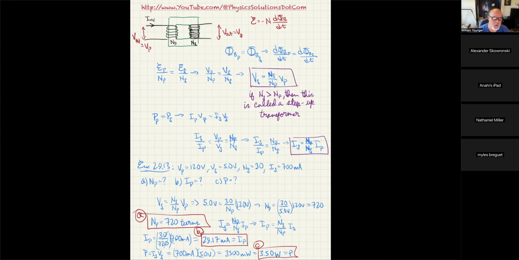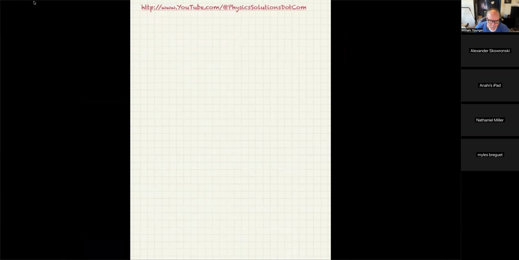Chapter 31 is called Maxwell's Equations and Electromagnetic Waves. And I want to point out what Maxwell's equations are. We've learned Gauss's law, which says the closed integral of E dot dA is equal to Q enclosed over epsilon naught. That's Gauss's law. Now, there is an equivalent to that for the magnetic field, and it's called Gauss's law for the magnetic field.